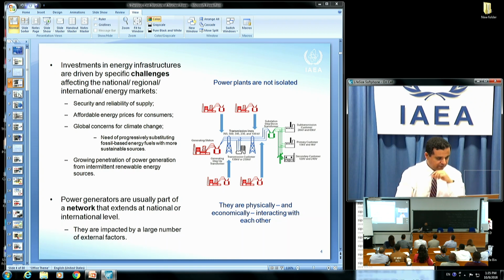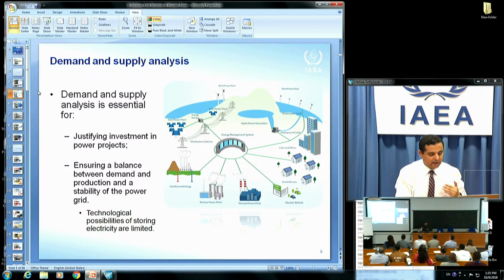So slide 5. In slide 5, I just highlight the fact that before investing in a power generation plant, we need to do what we call a demand and supply analysis. So this would justify the investment in power projects. And an equilibrium between supply and demand is also important for keeping the grid stable from the technological point of view, because electricity basically cannot be stored. Slide 6.